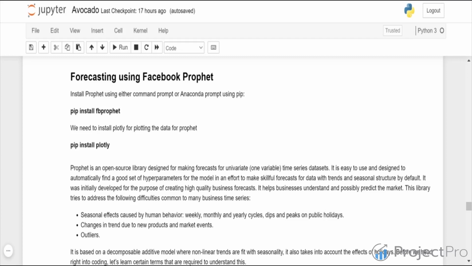Facebook Prophet basically tries to address the following difficulties common to many business time series. The first one is seasonal effects caused by human behavior, that is weekly, monthly and yearly cycles, or dips and peaks on public holidays. The second one is changes in trend due to new products and market events. And the third one is outliers. This model is based on a decomposable additive model where non-linear trends are fit with seasonality, and it also takes into account the effects of holidays.